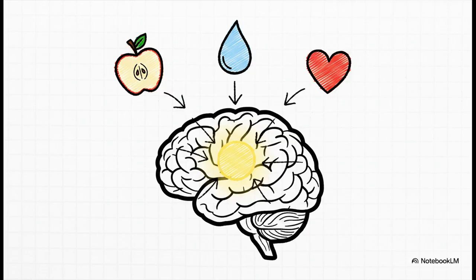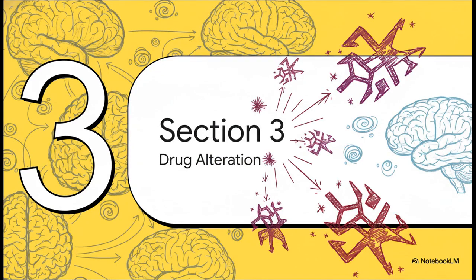The system was designed to make natural rewards like food, water, sex, and nurturing feel good. It's exactly why chugging a glass of water when you're incredibly thirsty or eating after a long fast feels so intensely pleasurable. Your mesolimbic pathway is literally rewarding you for staying alive. Let's move to Section 3, Mechanisms of Drug Alteration, and see how this builds.